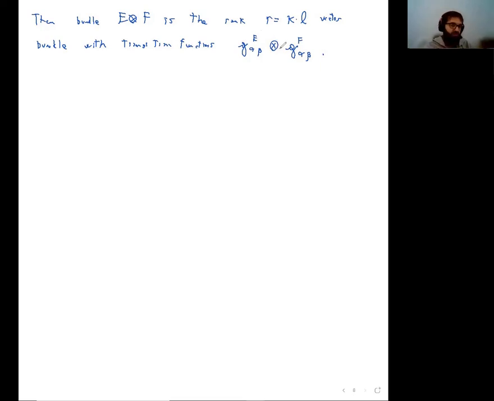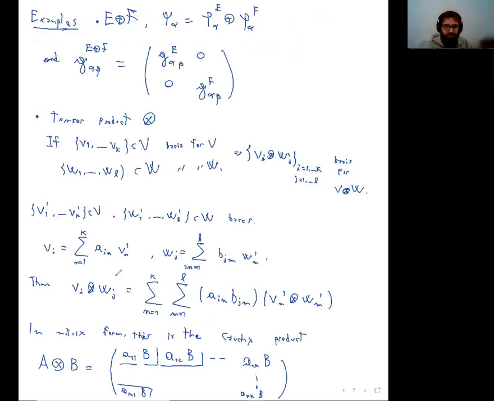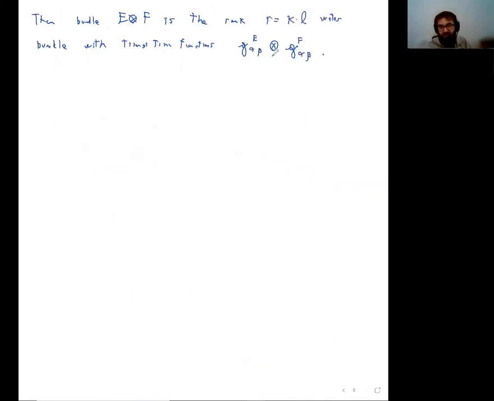The hard part here could be to show that this satisfies the cocycle identities in principle, right? But the point is that we already know, because this comes from just a change of basis in regular vector spaces, so they must satisfy all these cocycle conditions. And these are matrices that satisfy the cocycle conditions, so they give you a bundle. Let's call it E tensor F. That's it. Okay. Does it make sense?